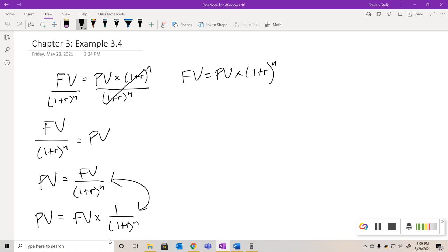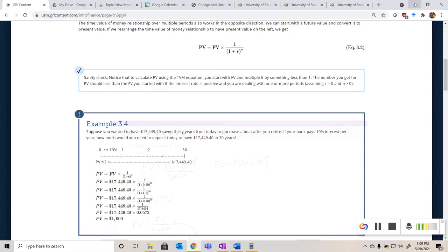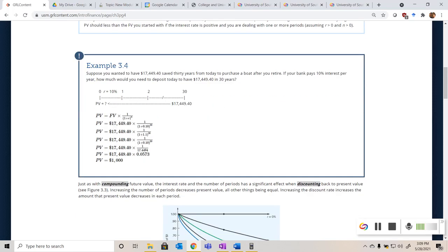Our present value should be smaller than our future value. And we can kind of see that at work with the way these formulas are written, and that's why they're written that way. But these two are exactly the same. Okay, now let's look at the actual problem.